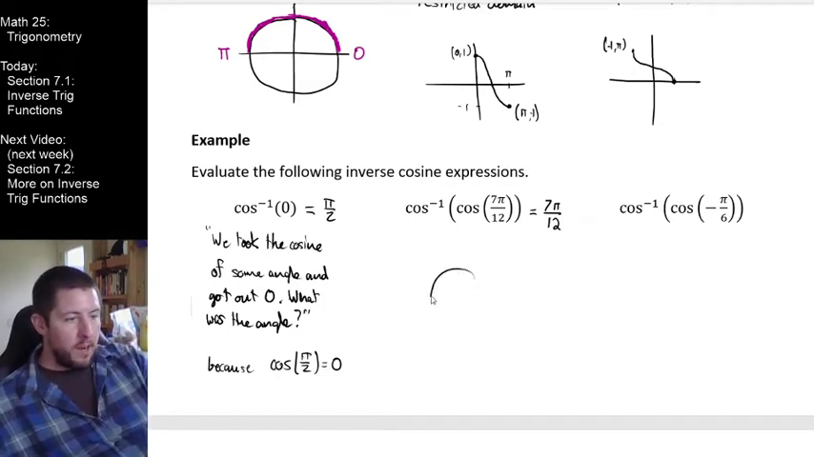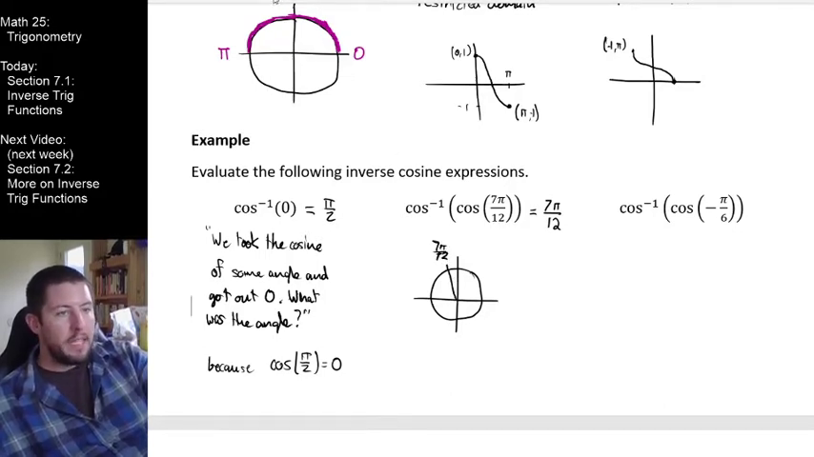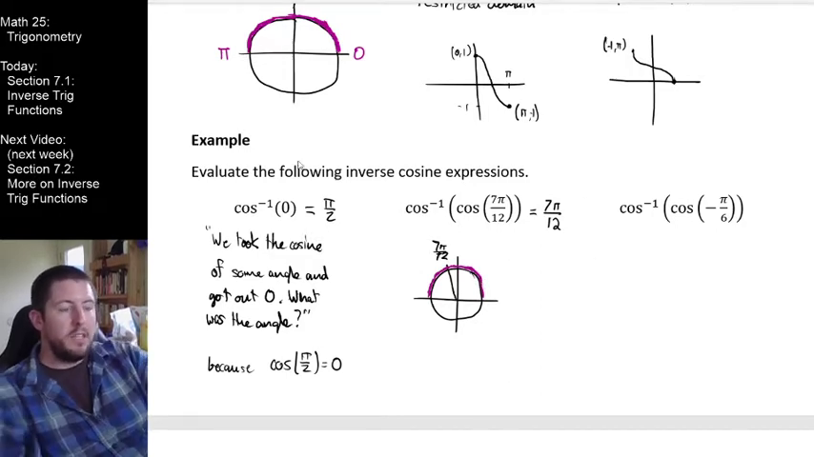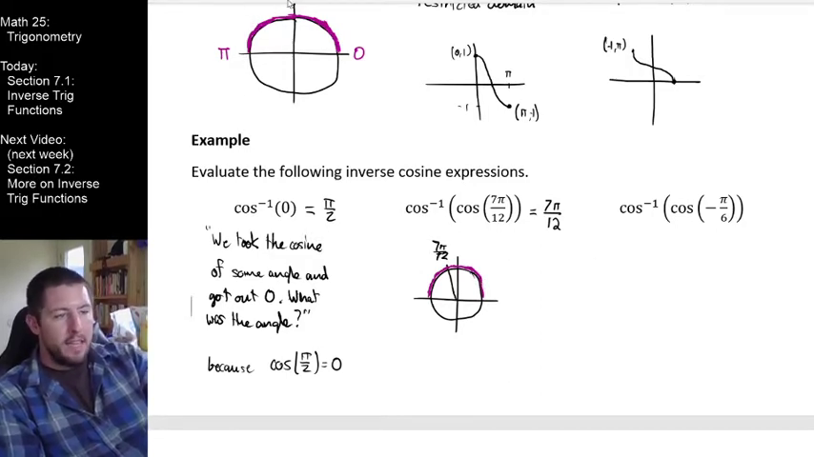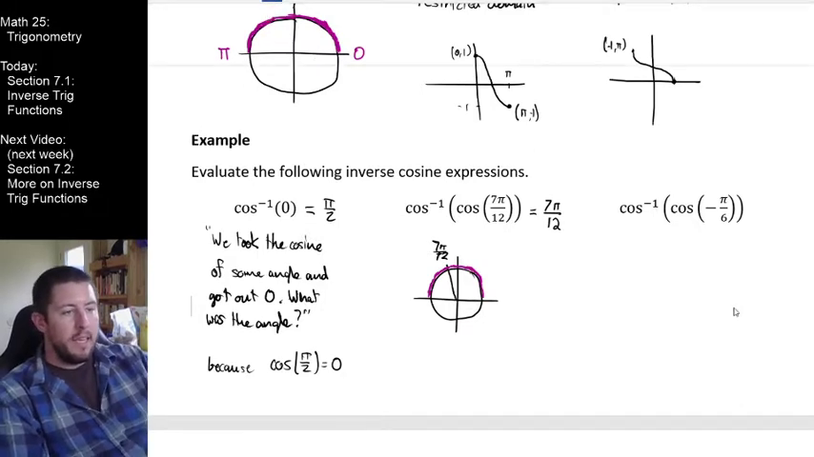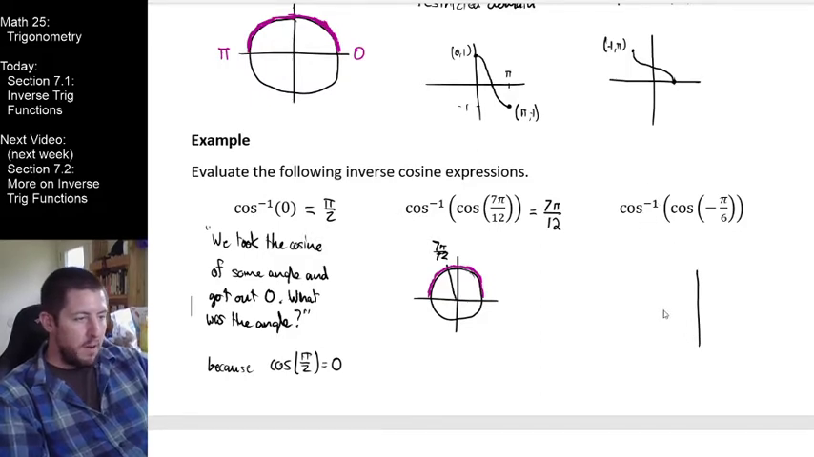And so here, I'm going to draw my unit circle and say, you know what? It looks like my 7 pi twelfths is right here. And since 7 pi twelfths is in that span, it is going to be an acceptable output. So we get to just straight up cancel the function and its inverse and leave ourselves at 7 pi twelfths. And now you should be looking at our next example and asking yourself the exact same question. Is it the case that negative pi sixths is in our acceptable span of outputs from the inverse cosine function? It seems like the answer is no.